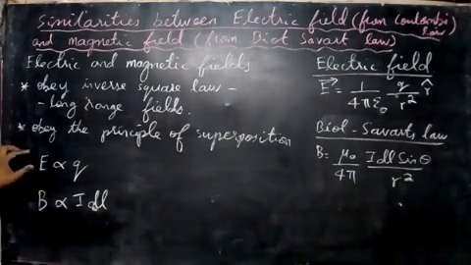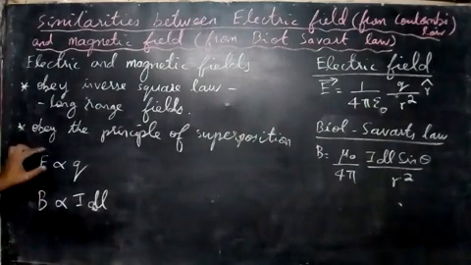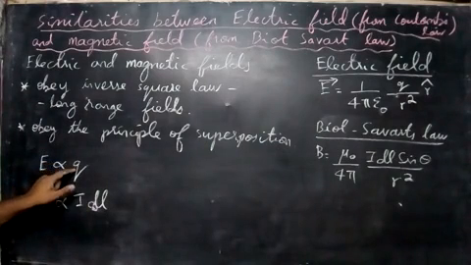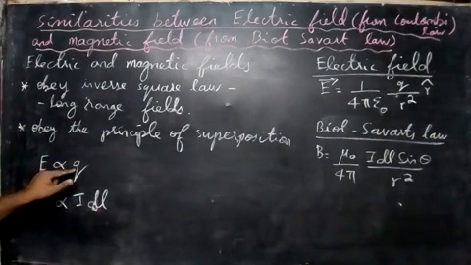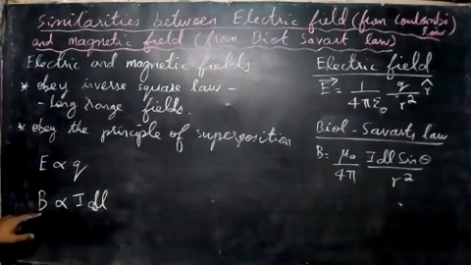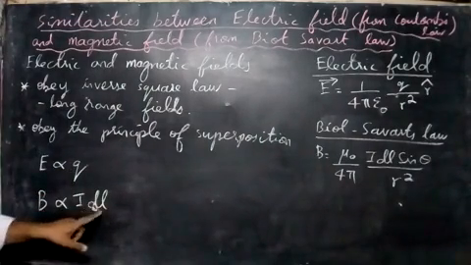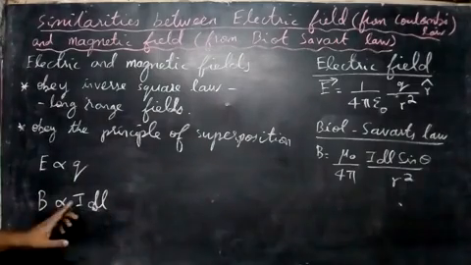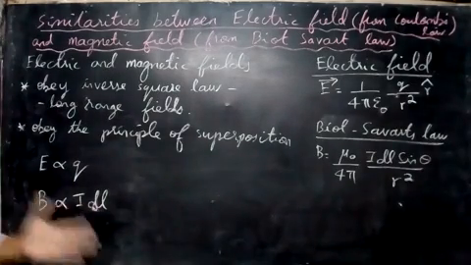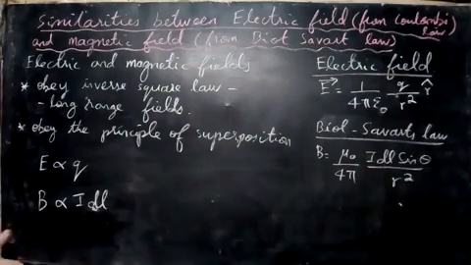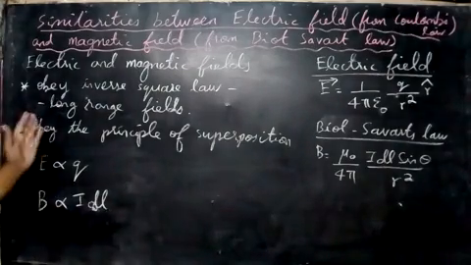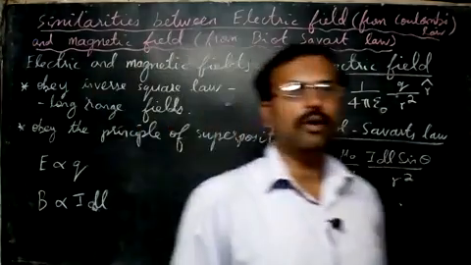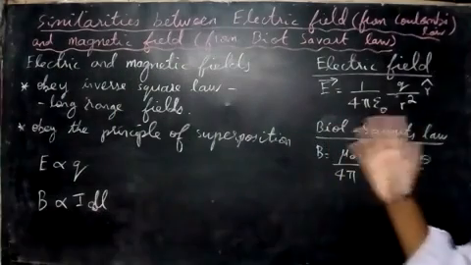Okay, so we can say that the electric field is proportional to the charge there. So more is the charge, more is the electric field. The second one, magnetic field is proportional to the I dL, the current element here. We say current and element. So current element I dL. So more is the current and the length there, more is the magnetic field. Okay, so these are similarities. Next we'll see what are the differences between electric and magnetic fields.